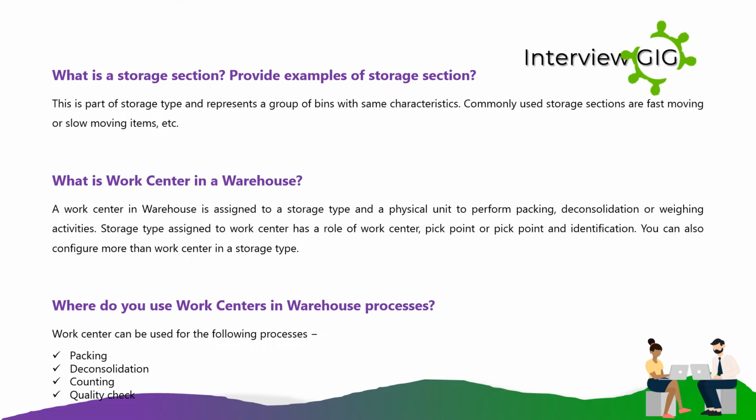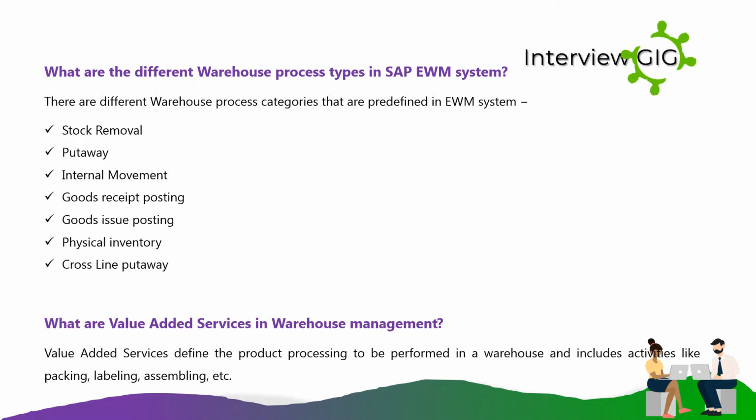What is a work center in a warehouse? A work center in a warehouse is assigned to a storage type and a physical unit to perform packing, deconsolidation or weighing activities. The storage type assigned to a work center has a role of work center, pick point, and identification. You can also configure more than one work center in a storage type. Where do you use work centers in warehouse processes? A work center can be used for the following processes: packing, deconsolidation, counting, quality check.